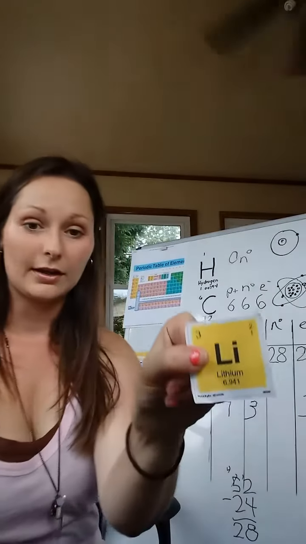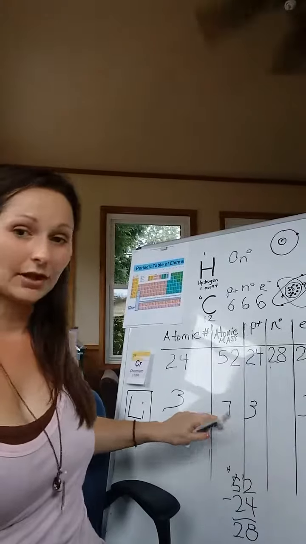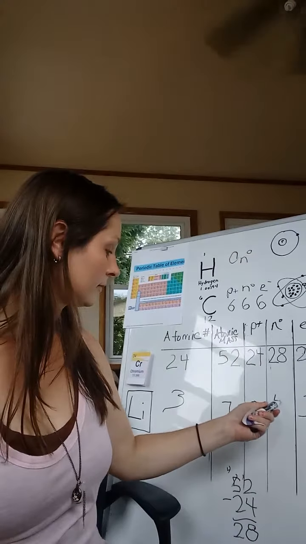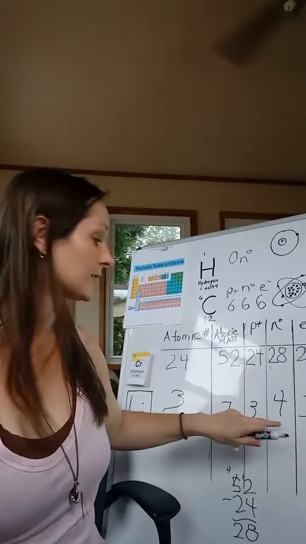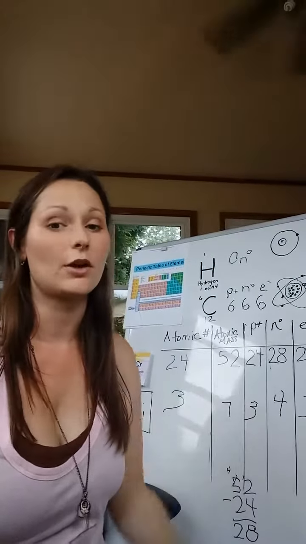So we take that atomic mass of 6.941, and we write that as 7. And then we take 7 minus 3, which gives us 4. So we have 4 neutrons, 4 neutral particles. This is also an unstable atom. It is also an isotope.